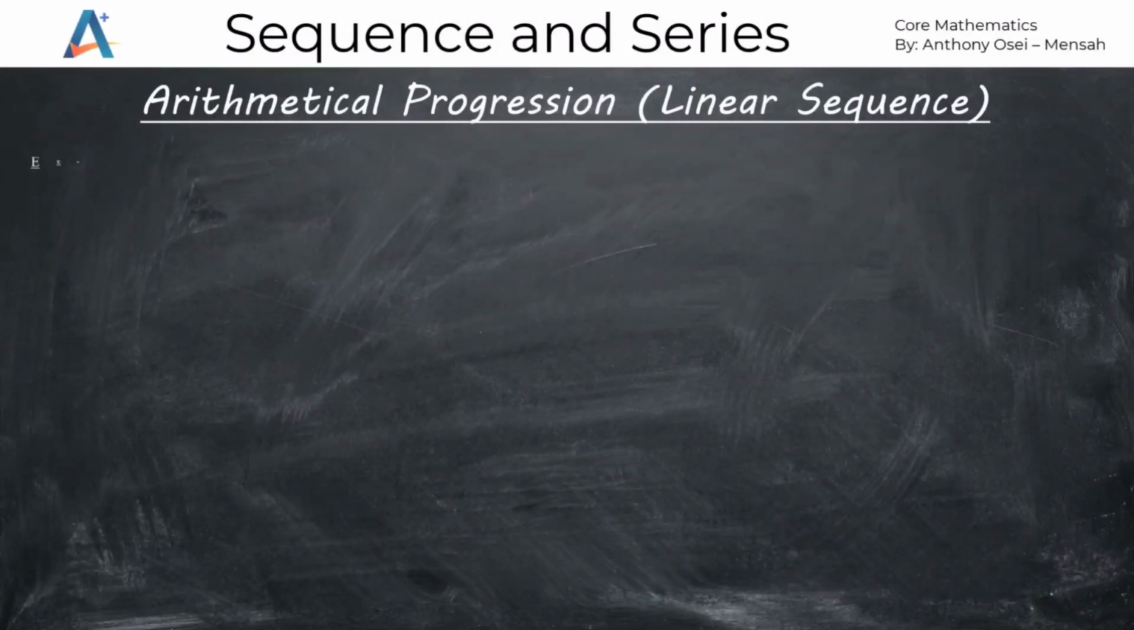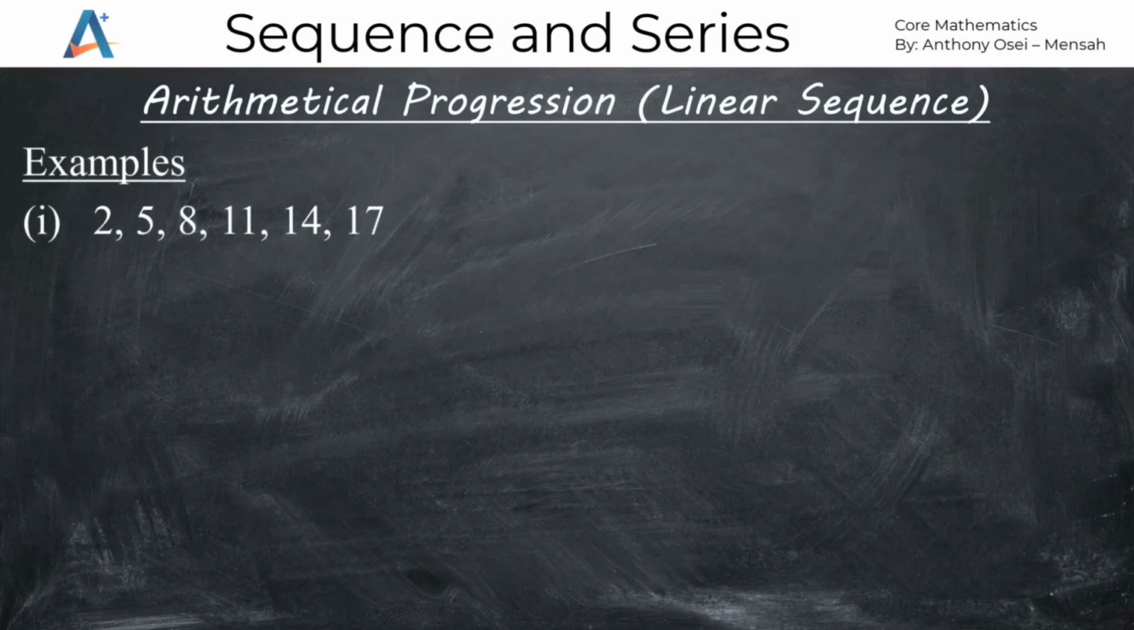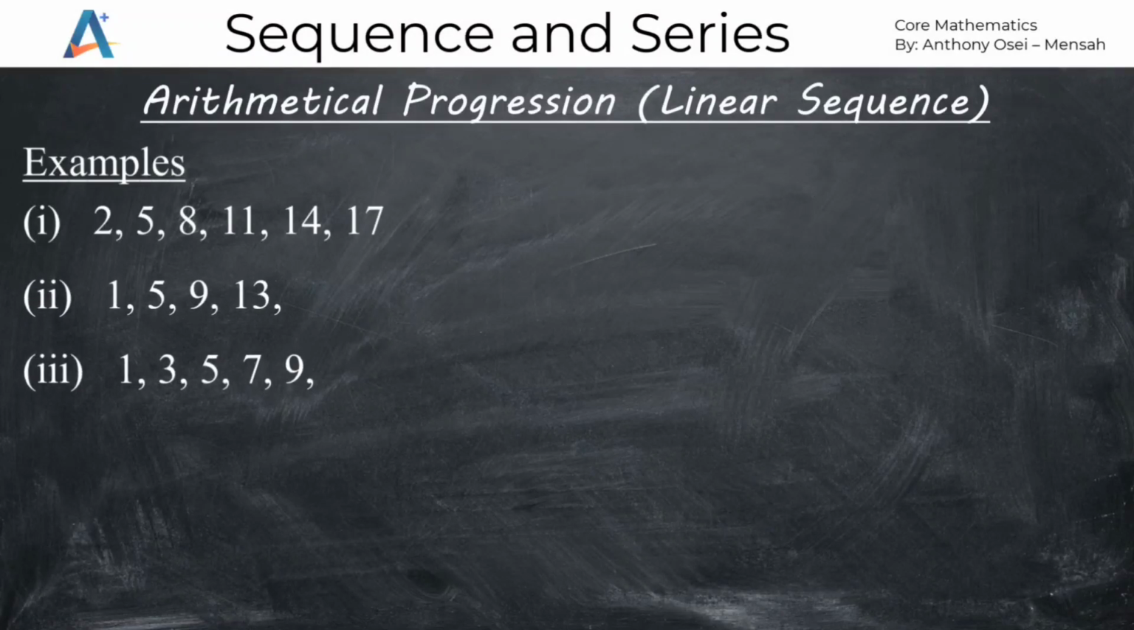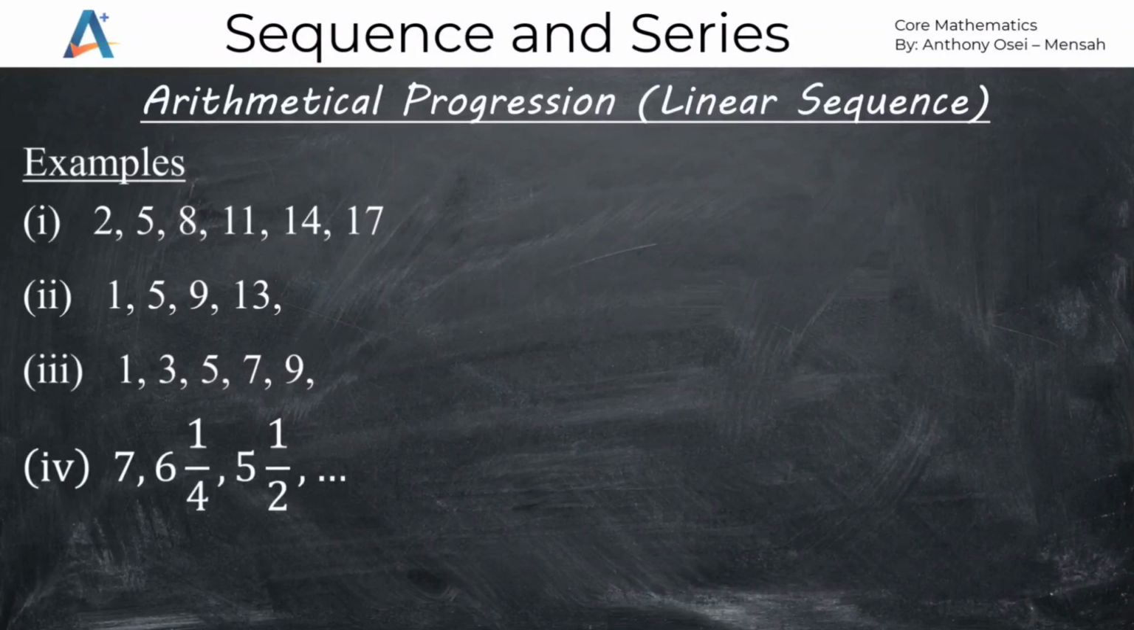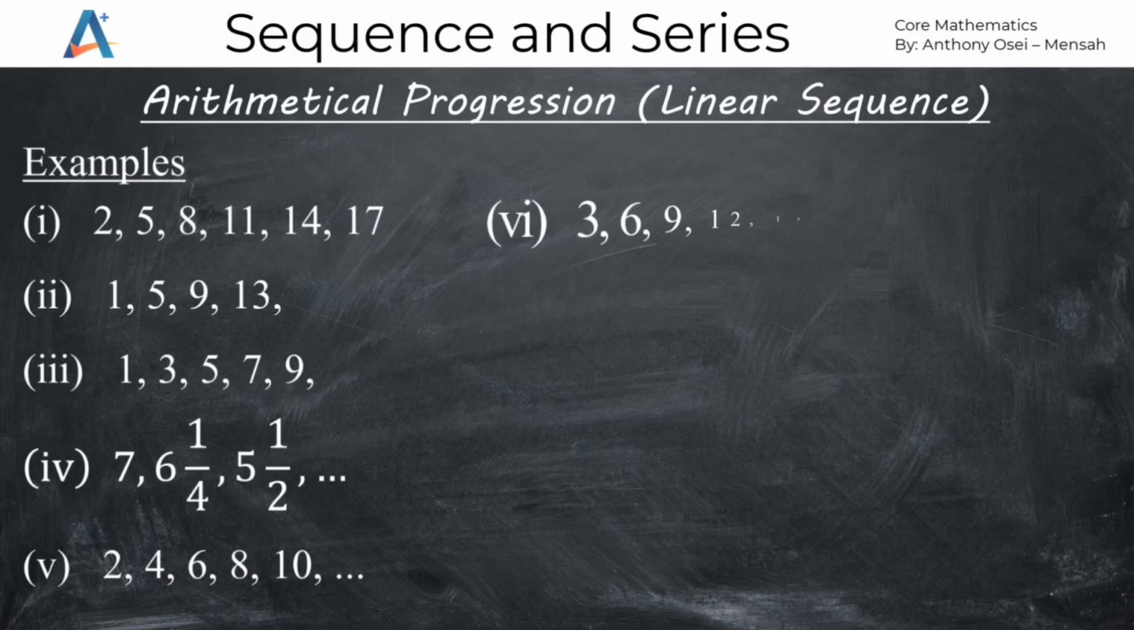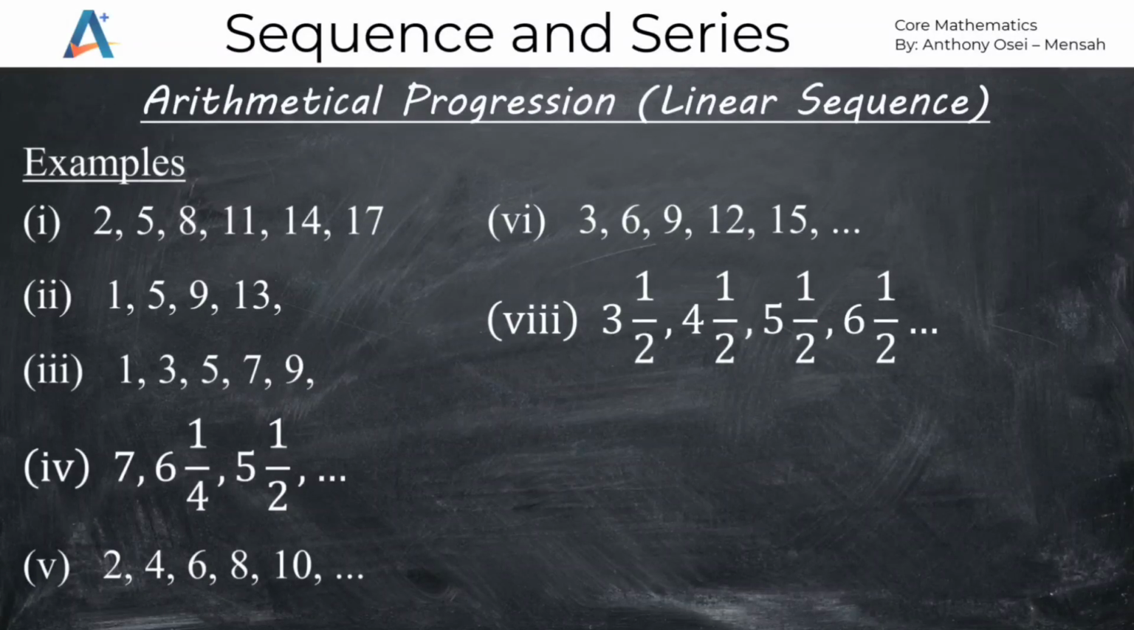Some examples of arithmetical progression are: (i) 2, 5, 8, 11, 14, 17; (ii) 1, 5, 9, 13; (iii) 1, 3, 5, 7, 9; (iv) 7, 6 1/4, 5 1/2, and so on; (v) 2, 4, 6, 8, 10, and so on; (vi) 3, 6, 9, 12, 15, and so on; (vii) 3 1/2, 4 1/2, 5 1/2, 6 1/2, and so on. So these are examples of arithmetical progression, called AP or linear sequence.